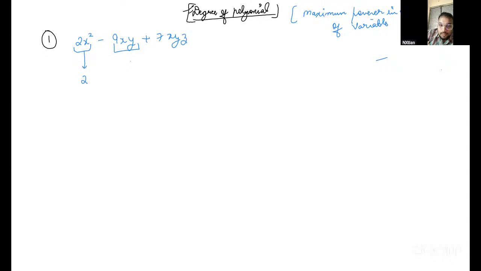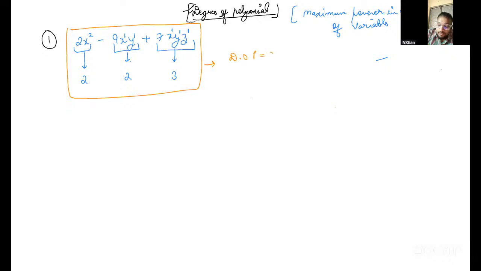x and y together. So x has 1 and y also has 1, so the total will become 2. Yes, 2. Now, Joshua, what is the maximum power in this term? x1, y1, z1, so it becomes 3. So for the whole equation, what is the maximum power? 3. The degree of polynomial of the equation will be 3 because of the maximum power.